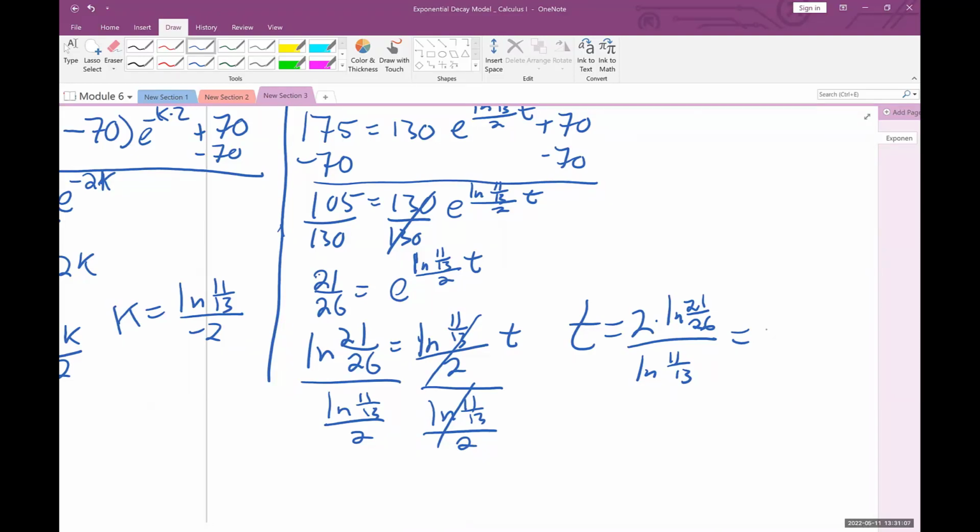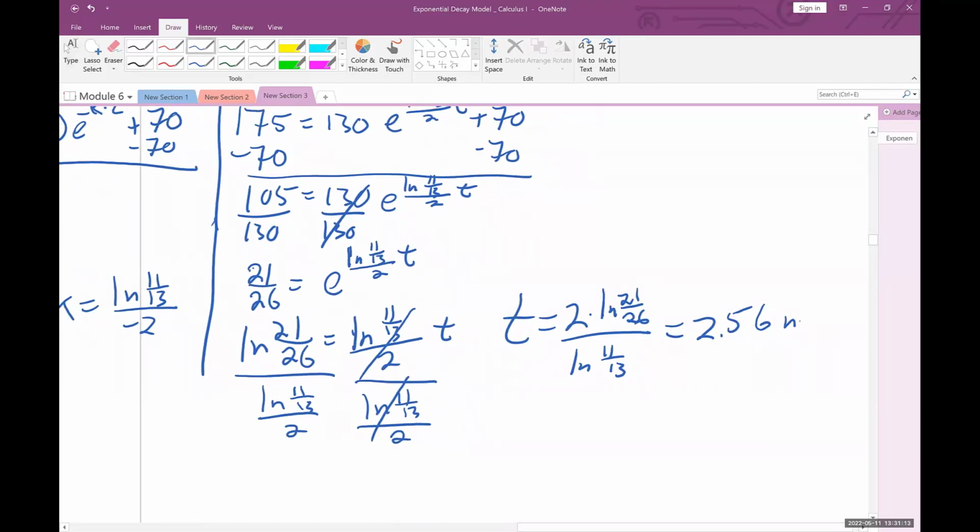I get 2.56 minutes. So the customer has to wait over 2.5 minutes to get their coffee. Should we see how long it takes before it's too cold?